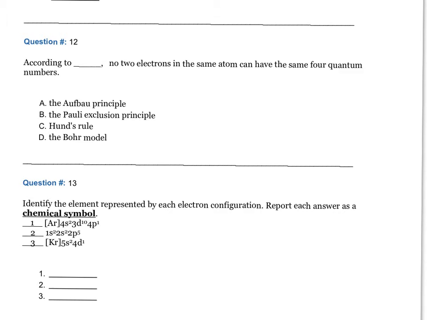According to blank, no two electrons in the same atom can have the same four quantum numbers. The answer is B. The Pauli exclusion principle.